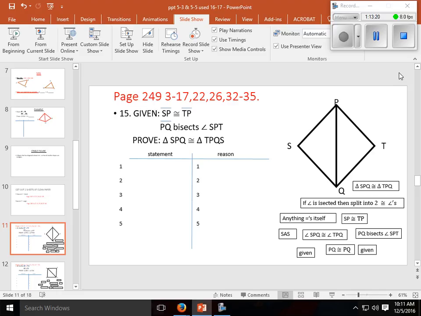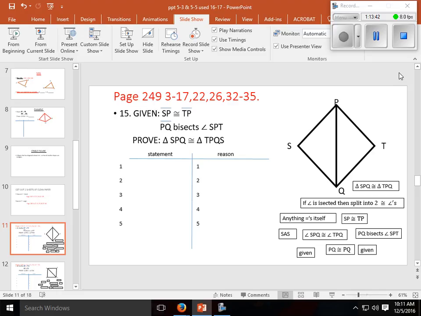PQ, this ray or this line or this segment coming down through here, bisects angle SPT. What's that tell us is happening to that angle? It's being bisected. Splitting into two congruent angles, right? So the two of them are congruent. So what two angles are congruent?